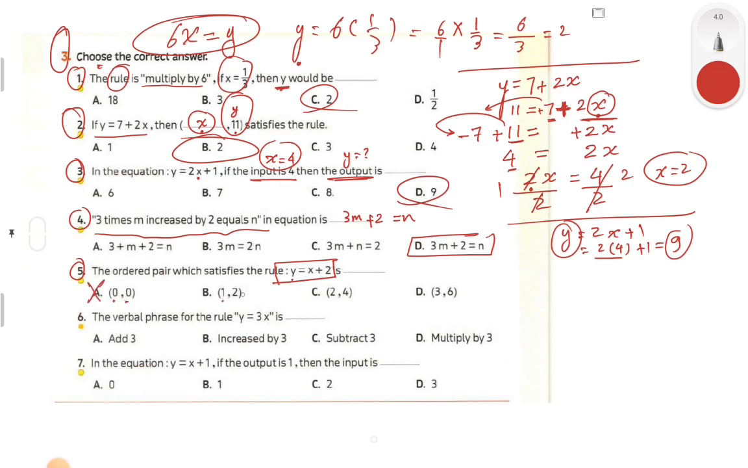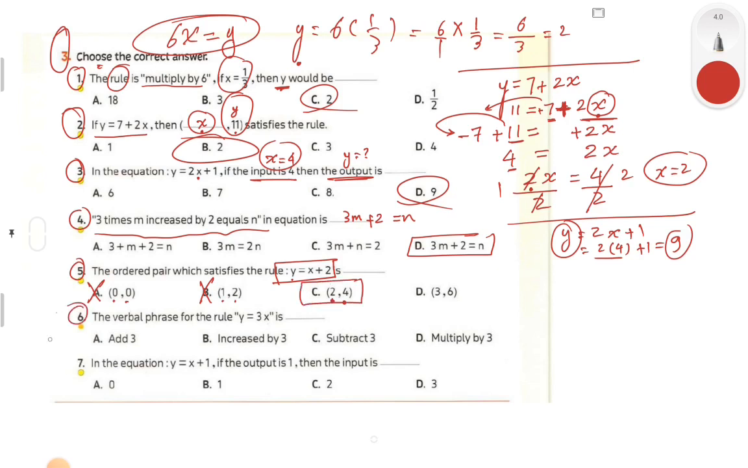Put x equal 1. 1 plus 2 equals 3. So y equals 3. Y here equals 2. False. Here, put x equal 2. 2 plus 2 equals 4. When I substitute x by 2, I find that the value of y will be 4, and this is the correct answer.